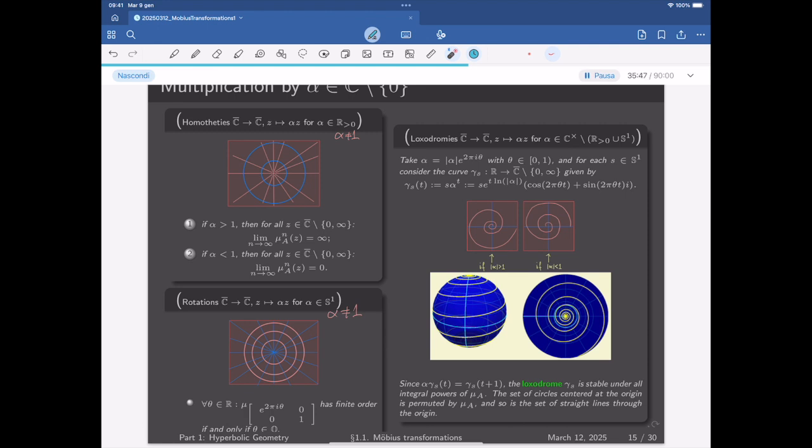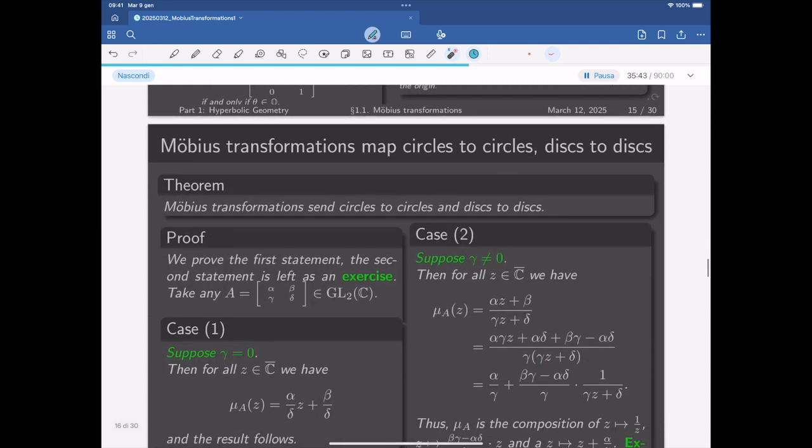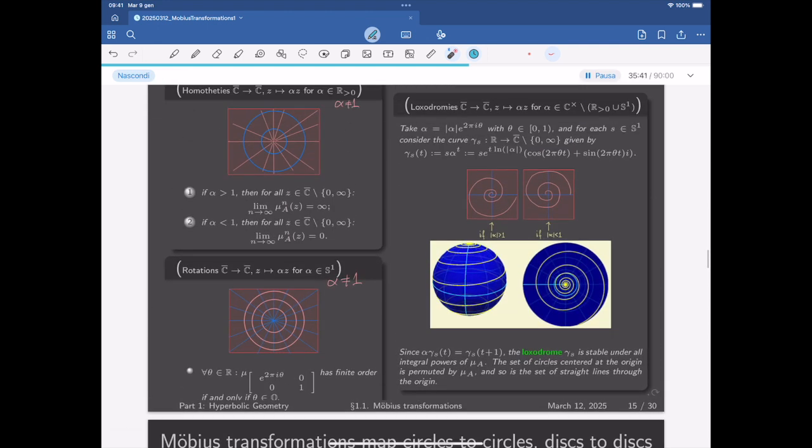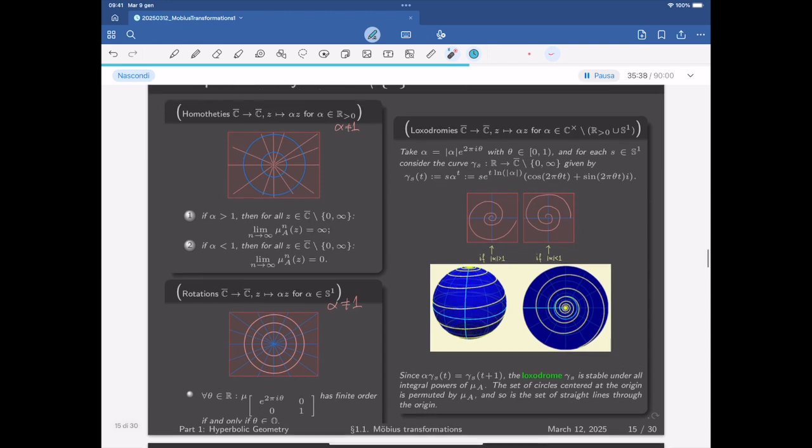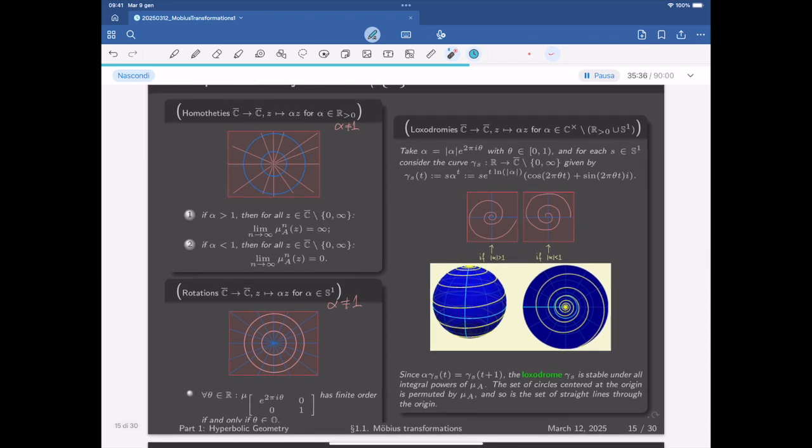Okay. And yeah, so there's this statement. I just said it. If you take one loxodrome and you take any two circles centered at the origin, the angles are always the same.